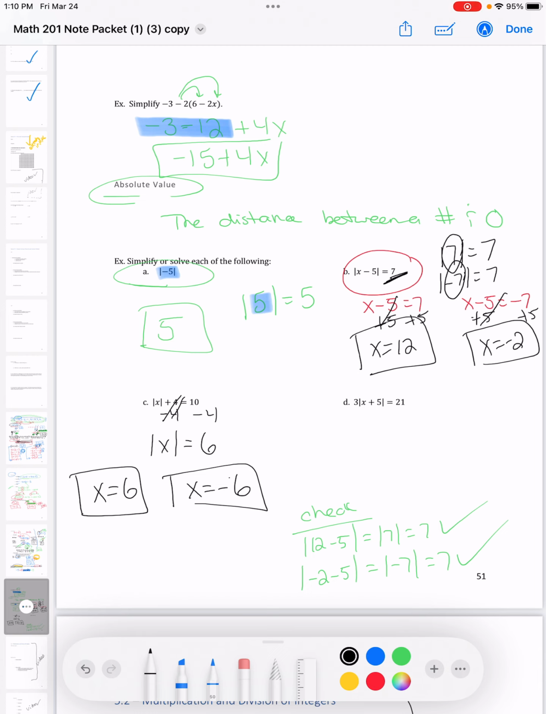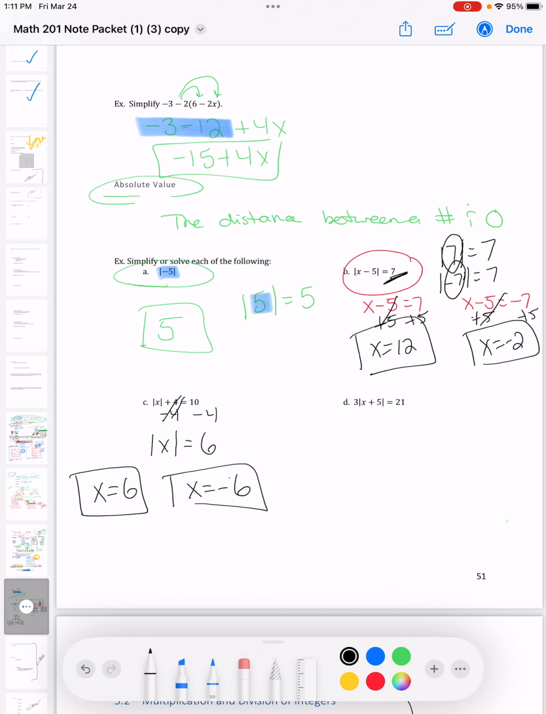So why don't you hit pause and try to do that for part D. D kind of combines B and C together, a nice little wrap up here. You will get 2 answers and you do have to isolate before you split it up. So go ahead and give that one a shot.